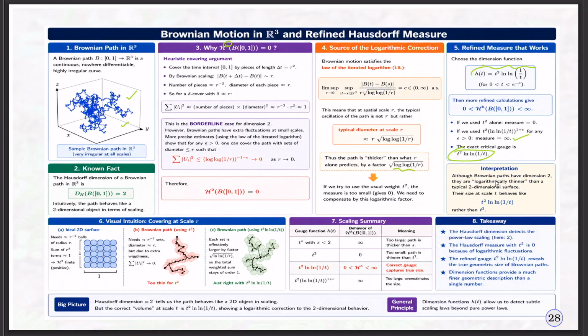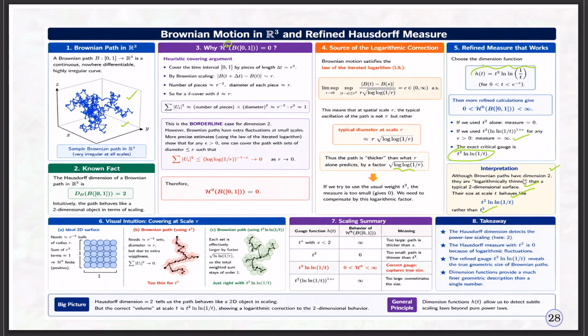So although Brownian paths have dimension 2, they are logarithmically thinner than a typical two-dimensional surface. Their size at scale t behaves like t^2 ln(1/t) rather than t^2, because usually we would take the test dimension function as t^2, i.e. r^2, but here we are taking t^2 ln(1/t).